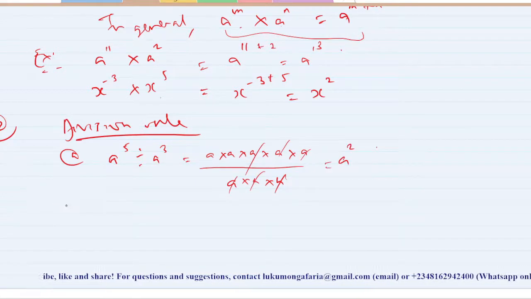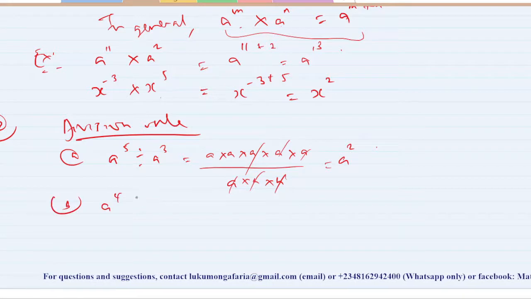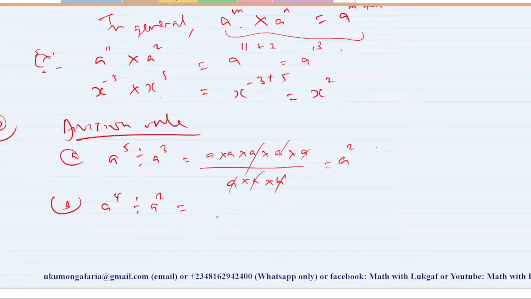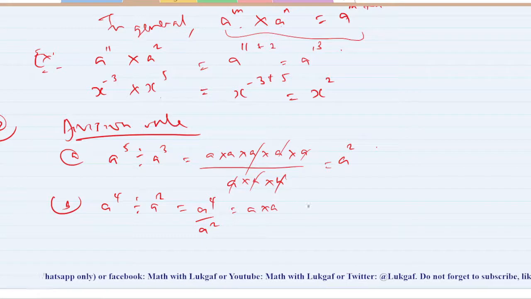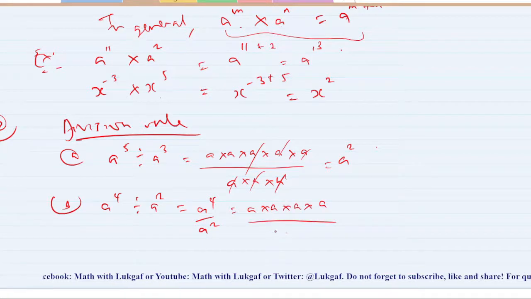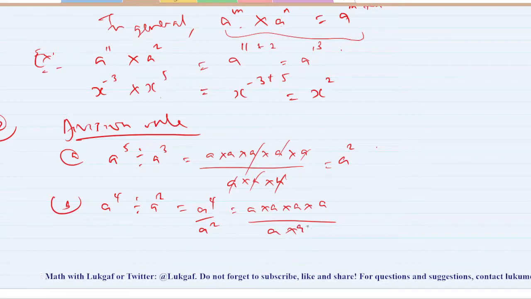You understand? Likewise, we have a raised power 4 divided by a raised power 2. Then do the same thing. A raised power 4 means a multiplied by itself how many times? 4 times. Divided by a squared, a multiplied by itself 2 times. So this will cancel 2 of these. So then I have a squared left.